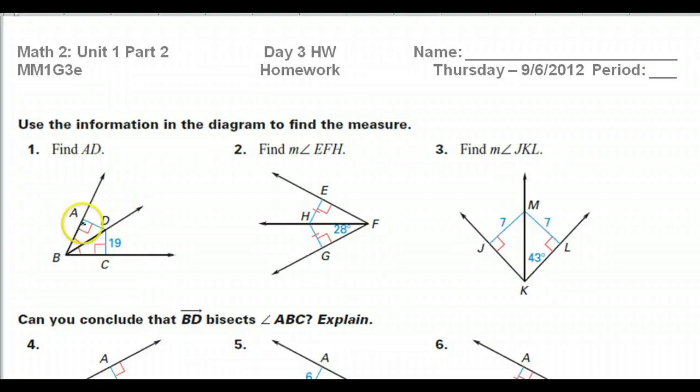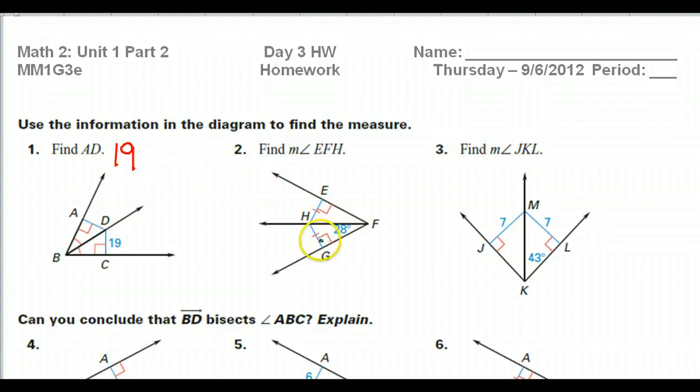Problem number 1. We're supposed to find AD. Well, the angles are the same. These are perpendicular, so these distances should be the same. So AD should be 19.